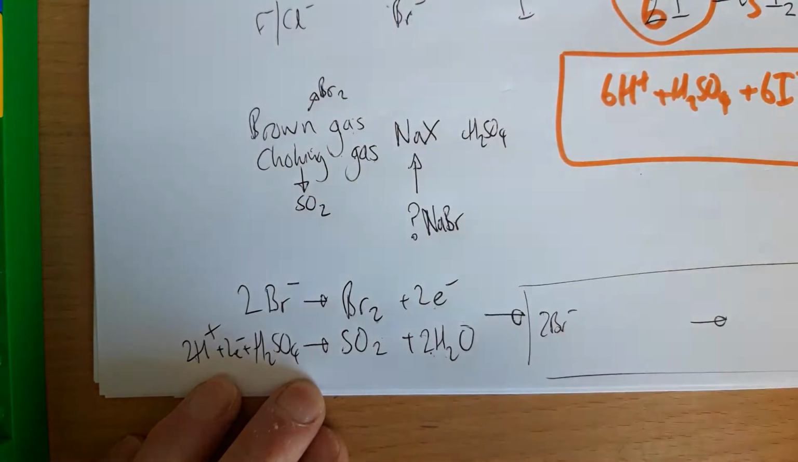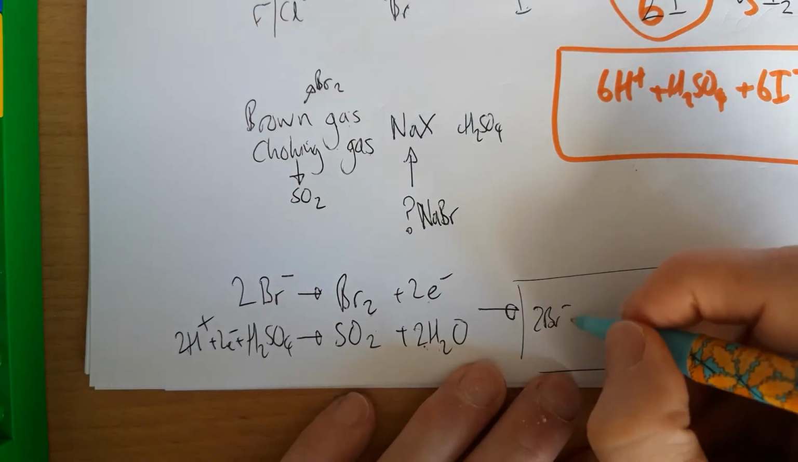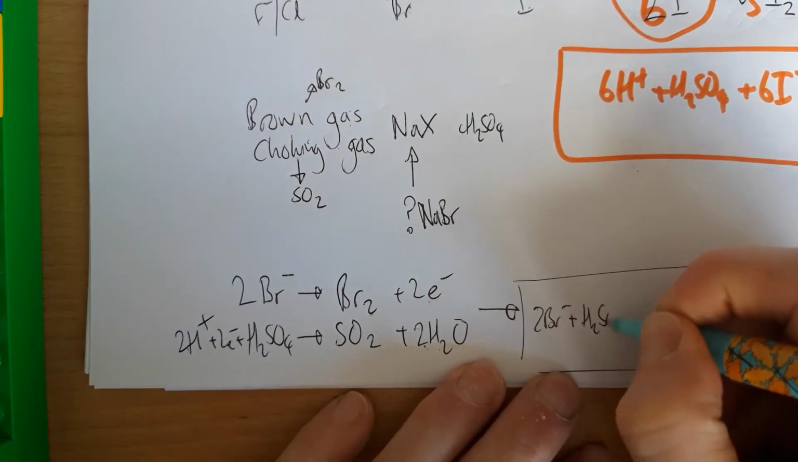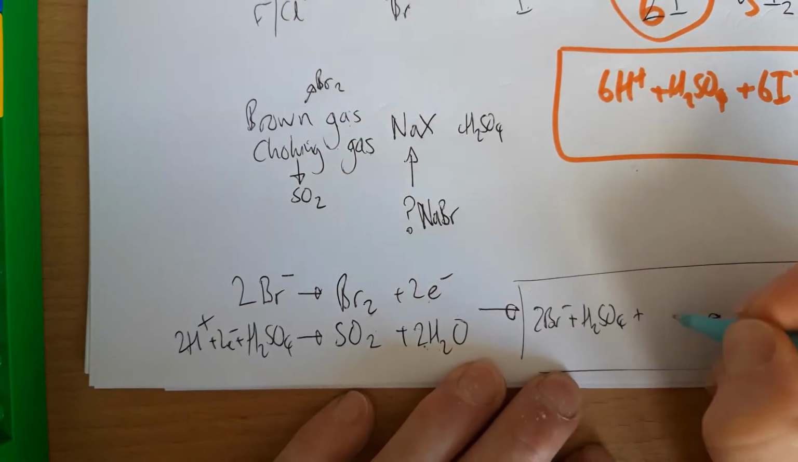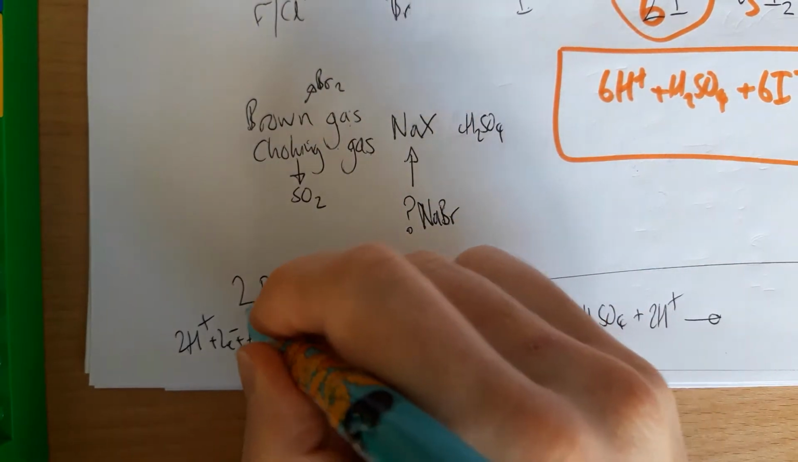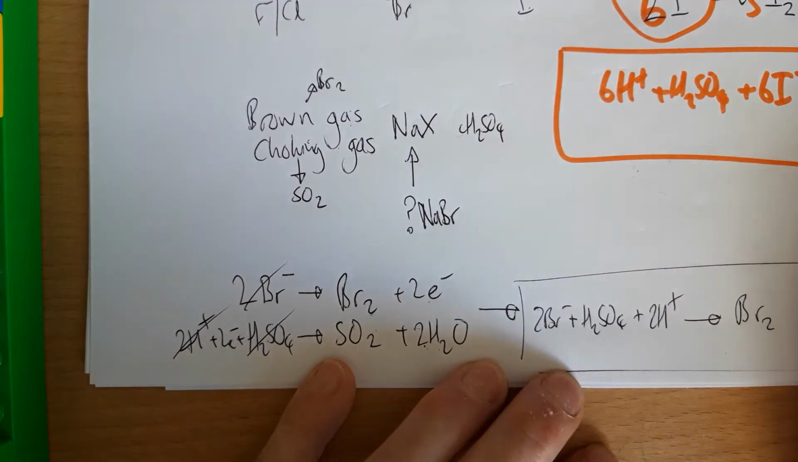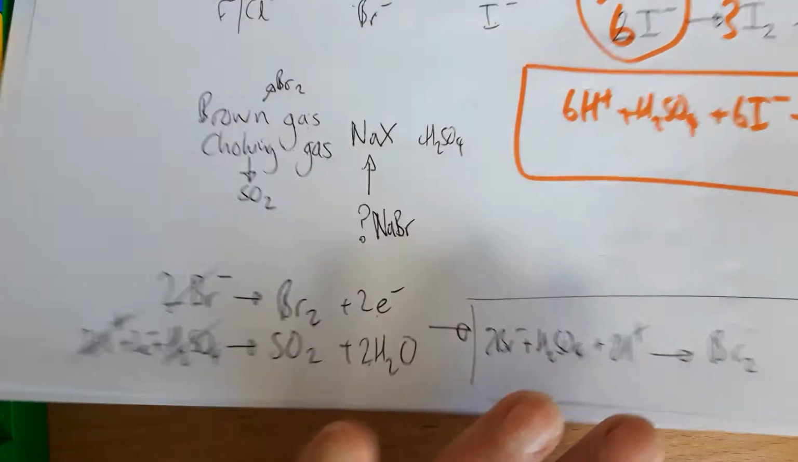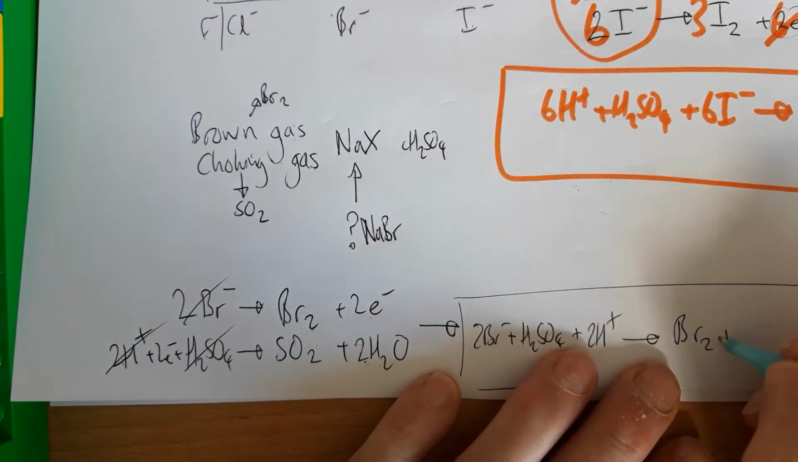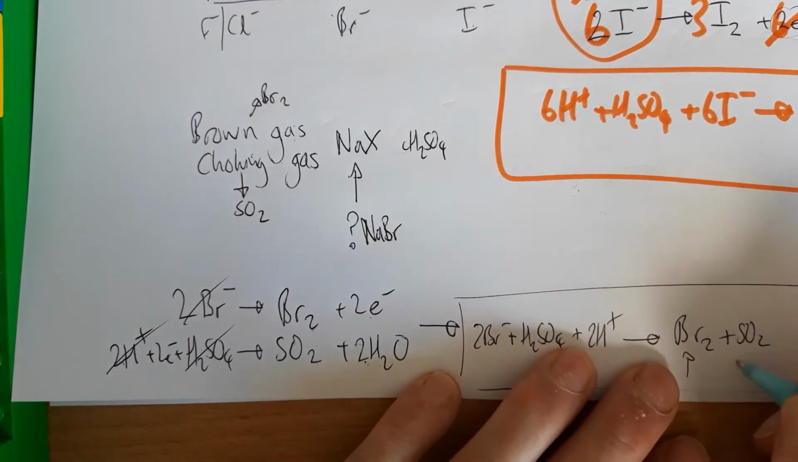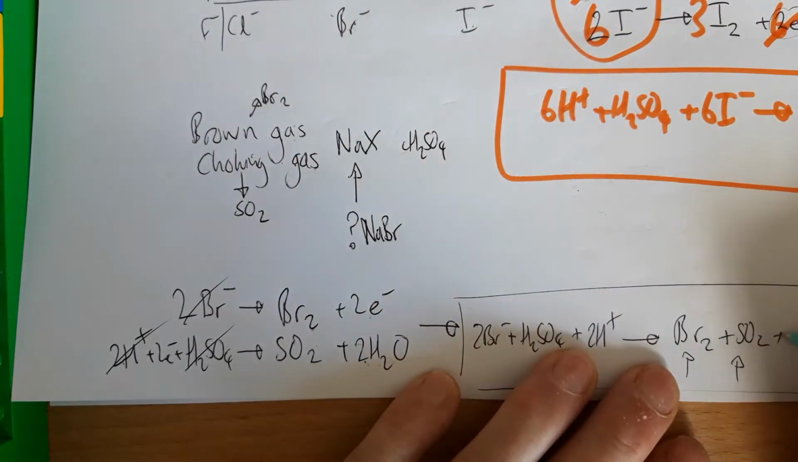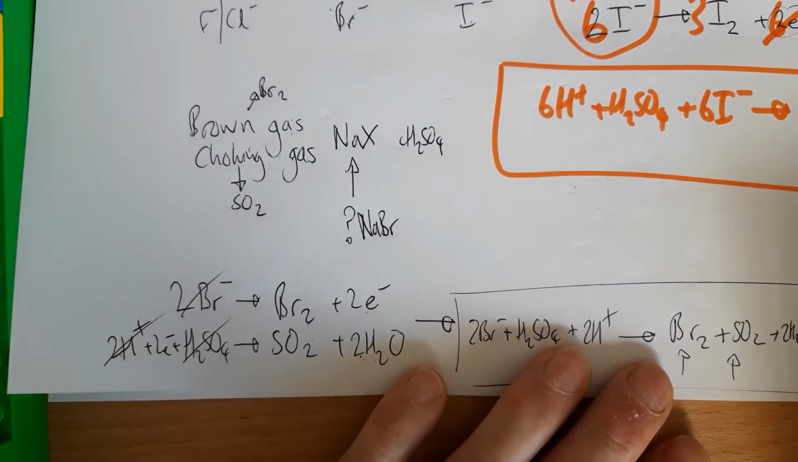2 Br minuses, 2 bromide ions, plus H2SO4 plus 2H plus, make Br2, there's your brown gas, running out of space again, I do need a wider angle on my camera, plus SO2, choking gas, plus 2H2O, just gone off the screen there. Alright.